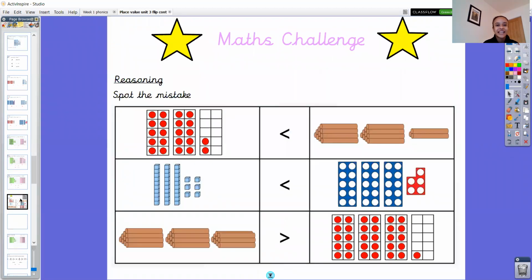Brilliant. Okay, so for your maths challenge today, there is a mistake amongst this table. So I wonder if you can spot what the mistake is. That's your maths challenge.